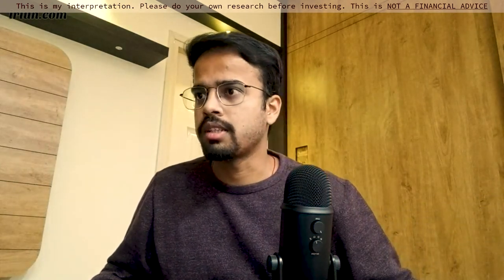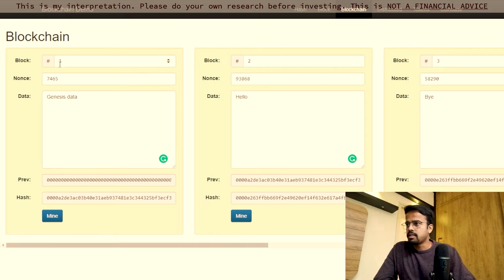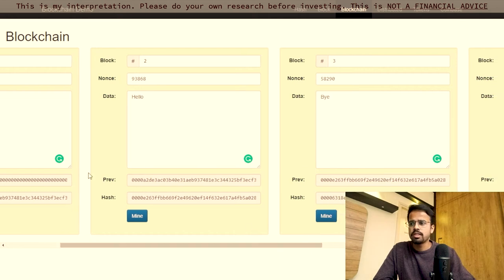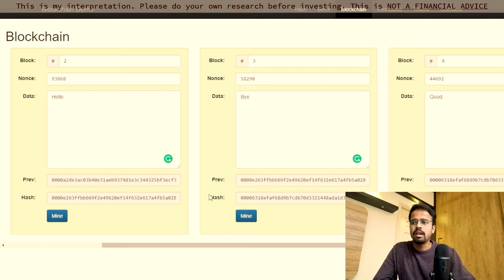Let me show you an example of that. So this is a blockchain visualization demo website. What is happening is, this is the first block. It has some nonce or some random number. Now the data is passed into it, and that generates the hash of this particular block. That hash is added to this new block which is created, and all this information is used to create the hash of the next block. This is how blockchain works. So each of these blocks is linked to one another.